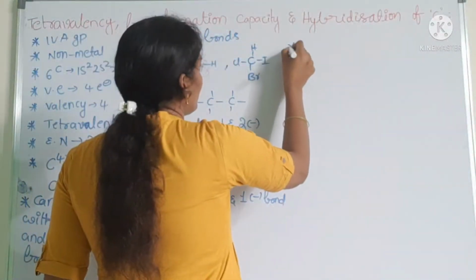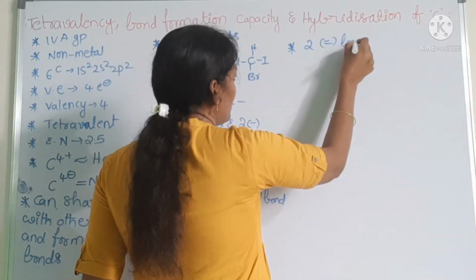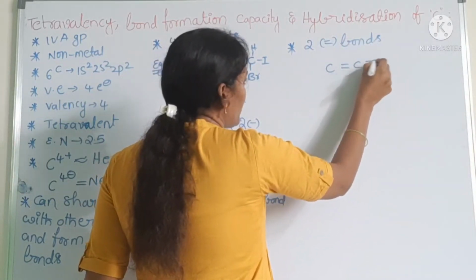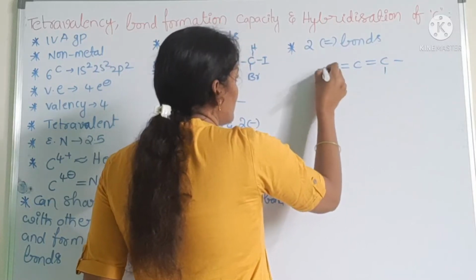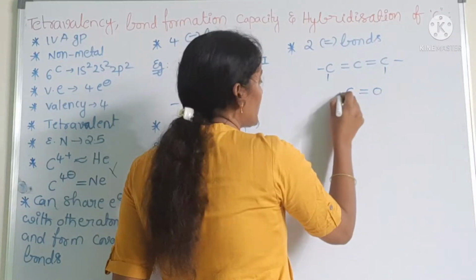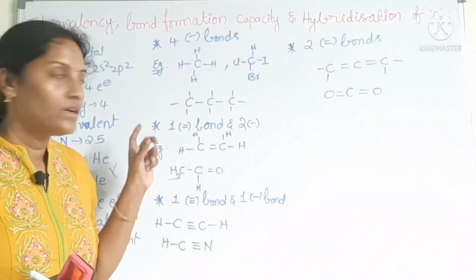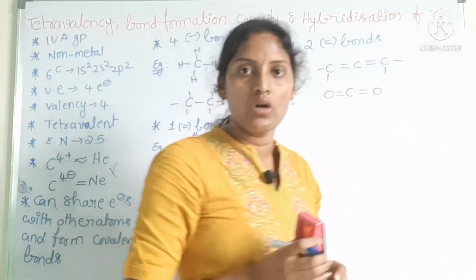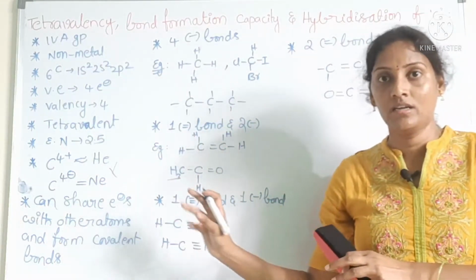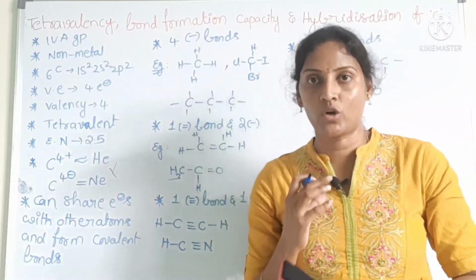Coming to another one, carbon can form two double bonds with other atoms. See here, C double bond C. This one also is possible. You can take another, the CO2 molecule: O double bond C double bond O. These are the different types of bonds formed by carbon because of its tetravalency. During this formation, carbon can fulfill its octet configuration.